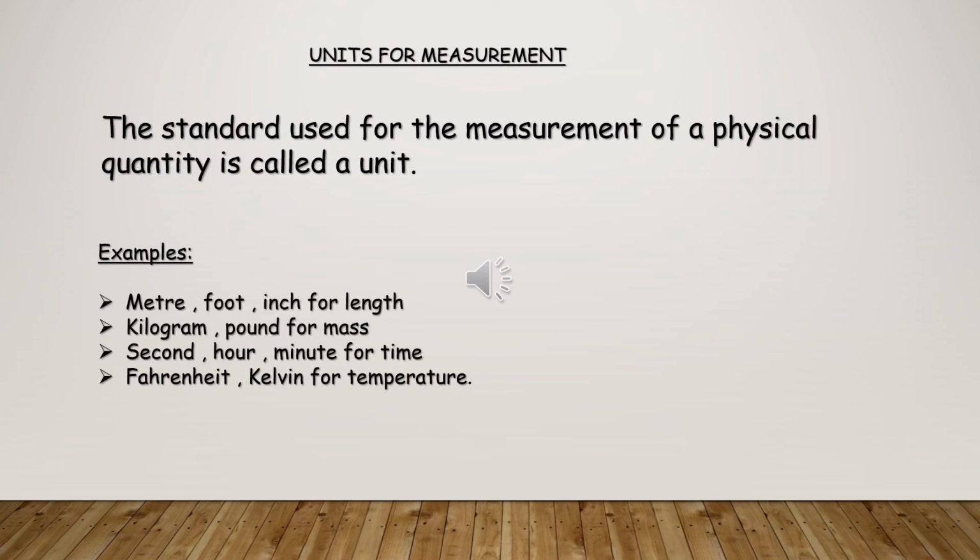Now let's start with the units of measurement. The standard that is used to measure a physical quantity is known as a unit. For the description of length we are using meter, foot, inch. For mass we are using gram, kilogram, pounds. For time we are using second, minute, and hour. And for temperature we are using Fahrenheit, Kelvin, Celsius. These are the different scales for the measurement of temperature. The standard that is used for the measurement of any physical quantity is known as a unit, and the quantity is incomplete without the unit. For a complete description we have to write down the unit so that it will be very clear to everyone.